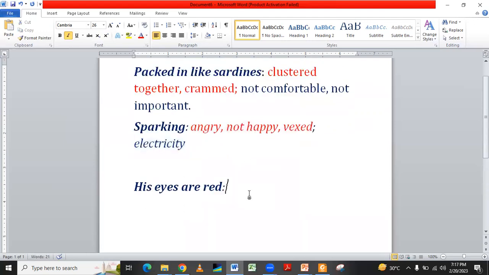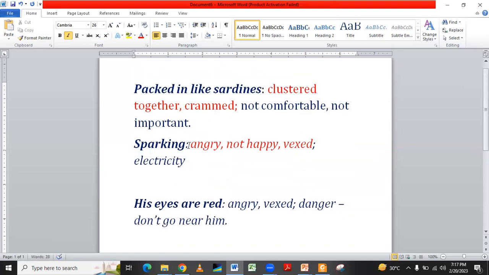Yes, sir. Good. Now, when you say his eyes are red, it simply means he is angry. He is vexed also. Okay? Now, red. What is associated with red? When you see red somewhere, what does it signify? Danger. It simply means danger. Don't go near him. At that moment, his eyes are red. He's very angry.